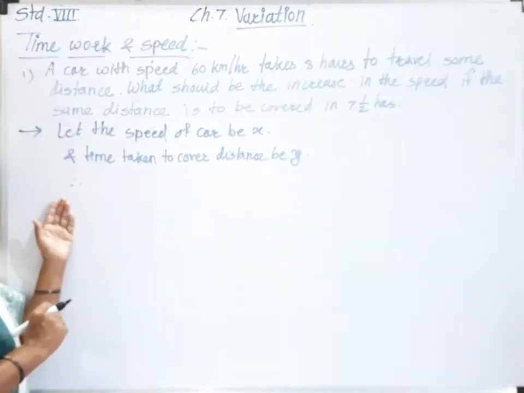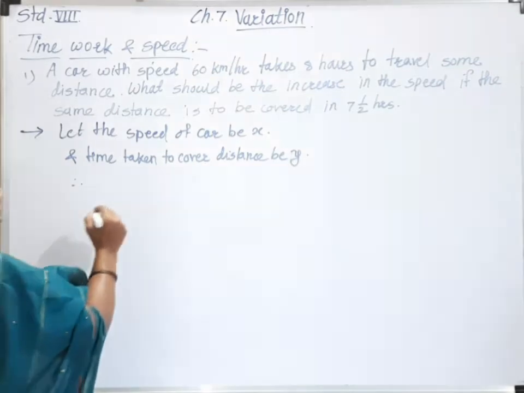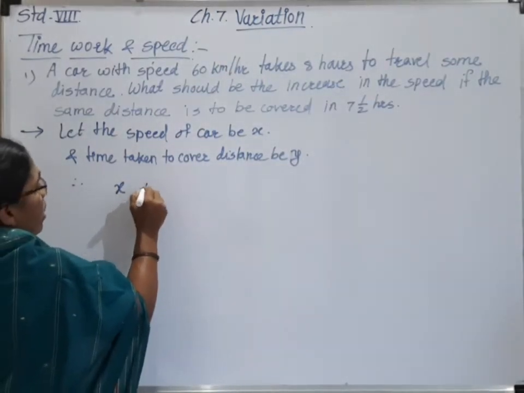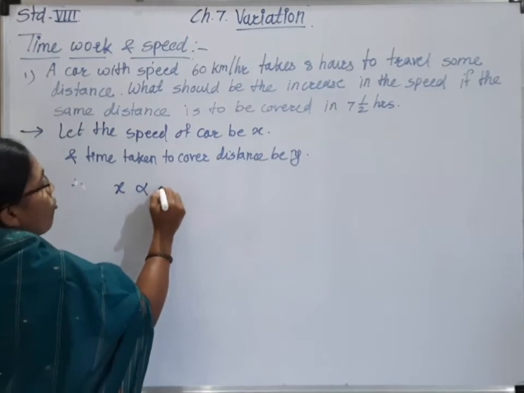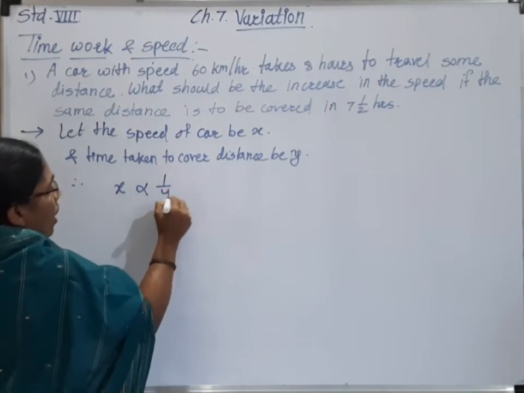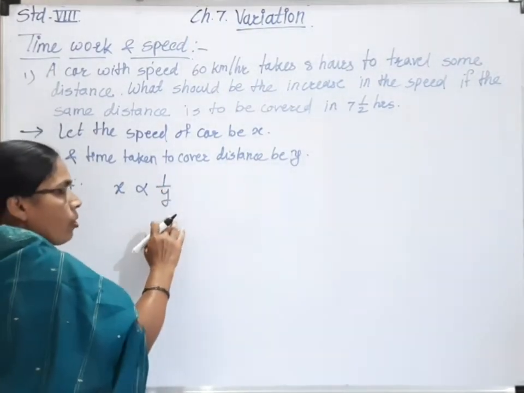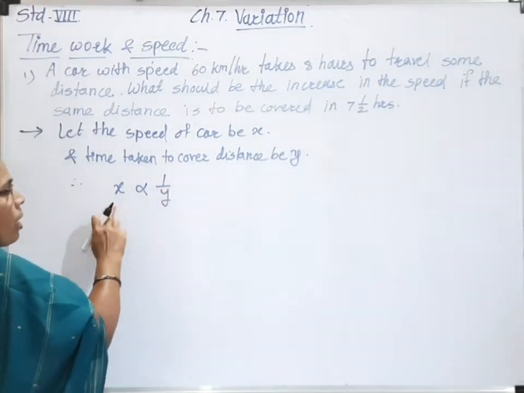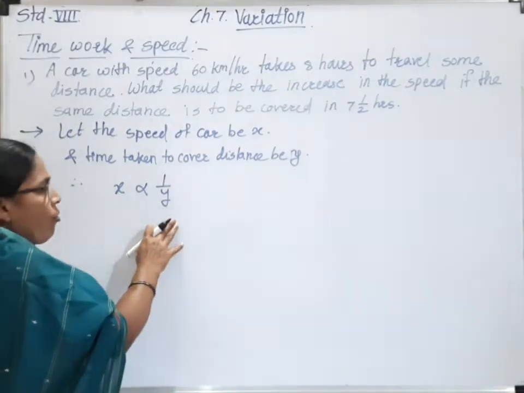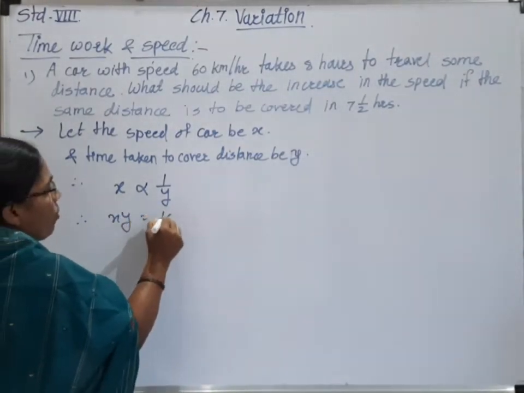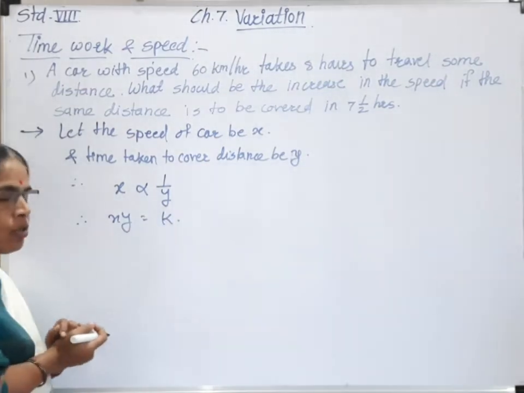Now this example is of inverse variation, so we can write: x inversely varies to y, or x directly varies to 1 upon y. But instead of reading 1 upon y, we read it like this only: x inversely varies to y. And therefore xy is equal to k, where k is the constant.